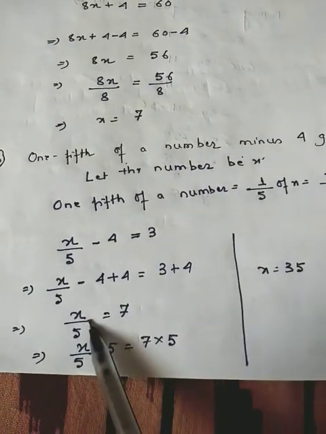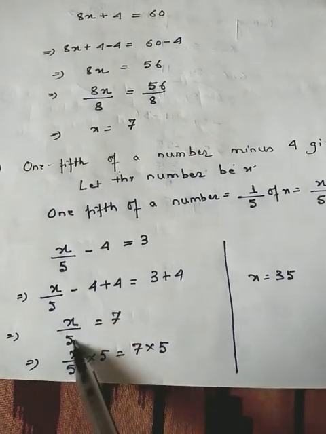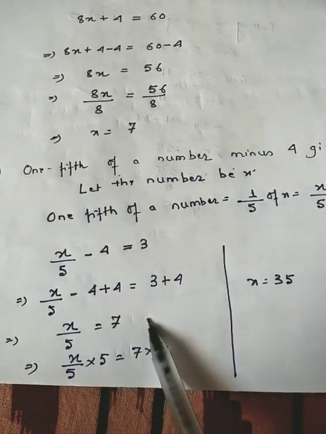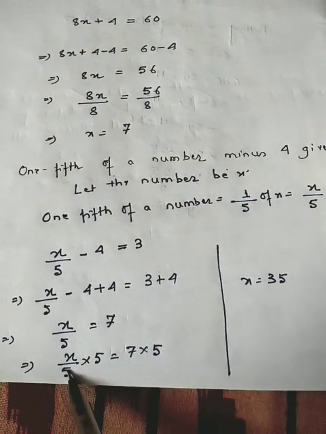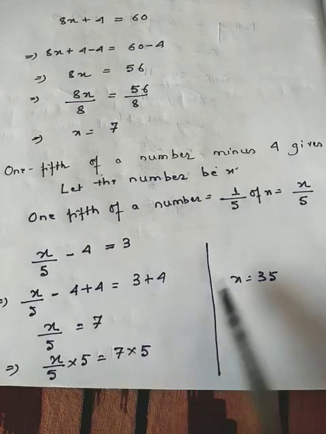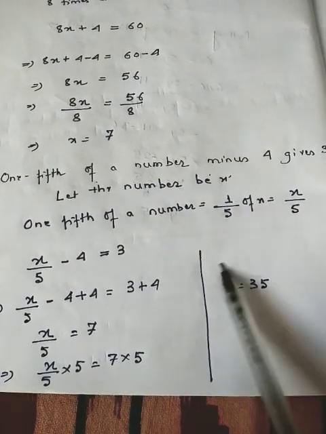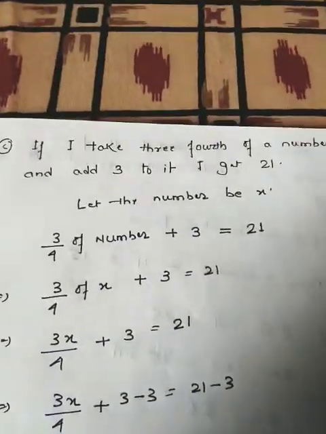7. Now you have to remove this 5. It is in division form, so you have to multiply by 5. The 5 will be cancelled, but the same thing you have to do on the RHS also. So X upon 5 into 5 is equal to 7 into 5. Now these two 5s will be cancelled. So X equals 7 times 5, which is 35. So this is your required number. Okay. Now sum number C.